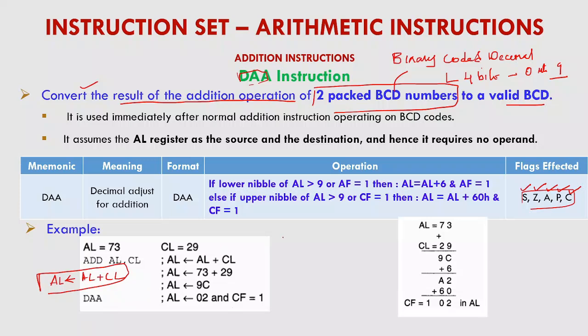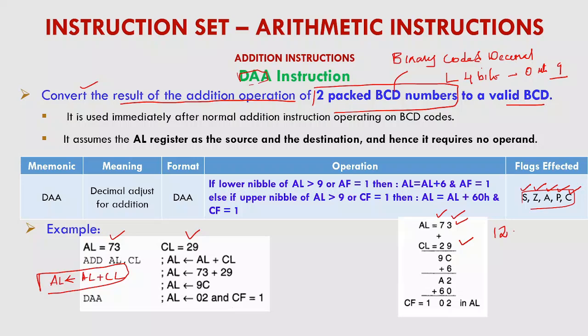Let us take AL as 73 and CL as 29. Now I am going to add these numbers. This is the lower nibble and this is the upper nibble. Each can be represented by 4 bits. This is a BCD number, and this is a BCD number, because they are in the range of 0 to 9. I am adding 9 plus 3, which is 12.